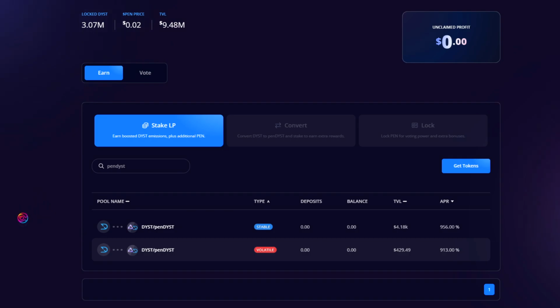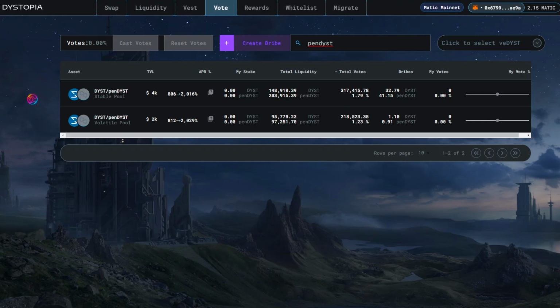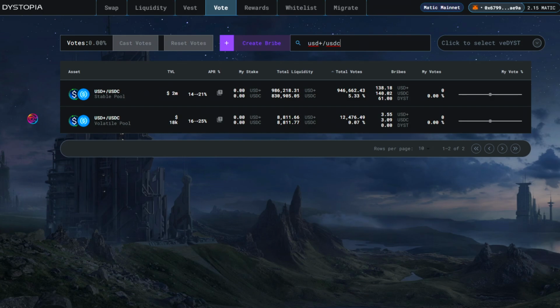Another example is the DYST penDYST pair. I'll talk about this a little more later in the video, but this pair is also a 1-to-1 ratio, and so the correct pair is the stable pool. If you are ever unsure, an easy trick is to simply contribute to the pool with the highest TVL and votes, because more likely than not, that will be the correct pair. You can see this is true for the USD Plus USDC pool as well.